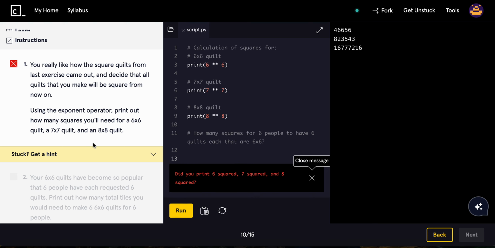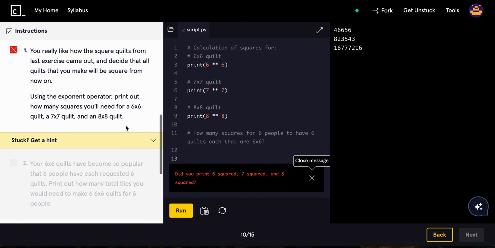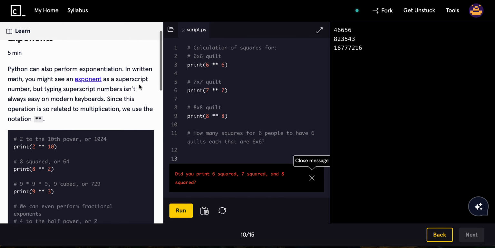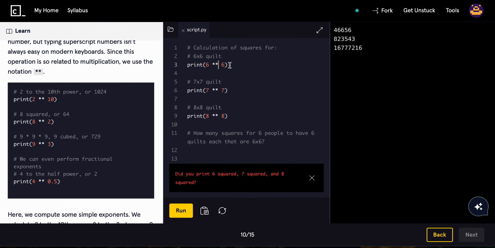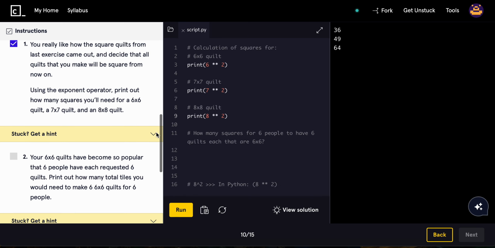What did we do? Print out how many squares will need to be 6 by 6, 7 by 7, and 8 by 8. I didn't. What did you print out? I thought I did. What did I do wrong? Did you print out 6 squared, 7 squared, and 8 squared? I did, I thought. Oh, I'm stupid. Okay. I'm blanking out. I apologize.